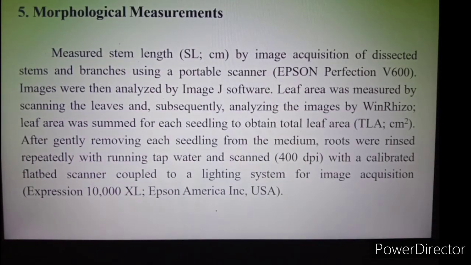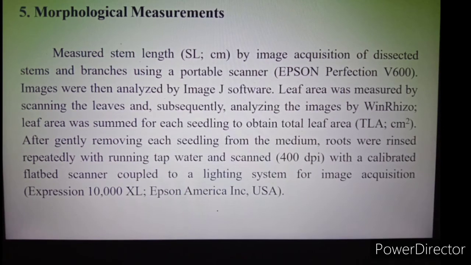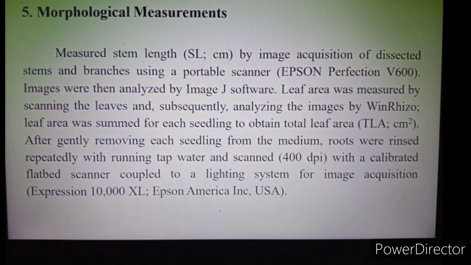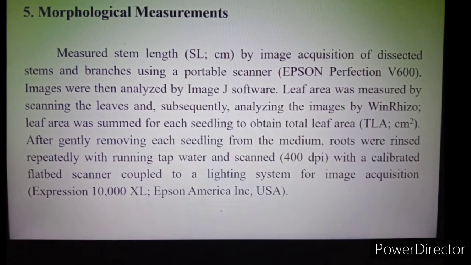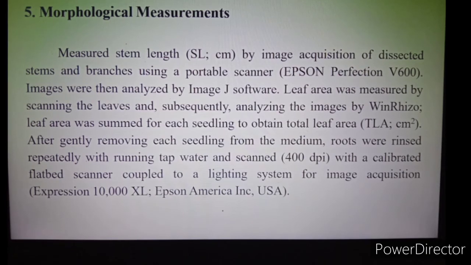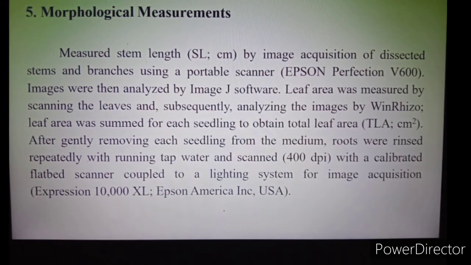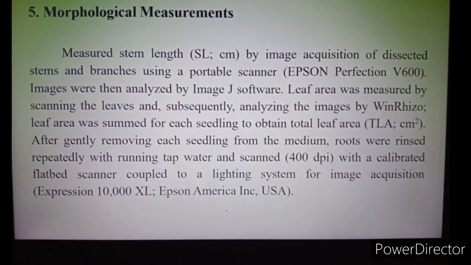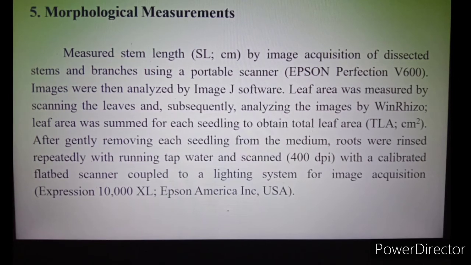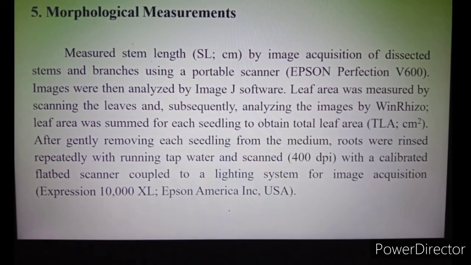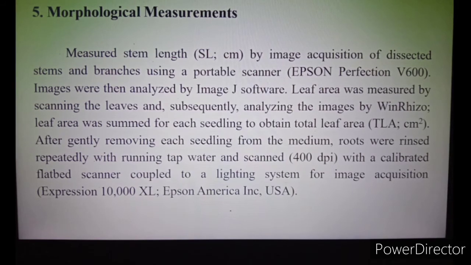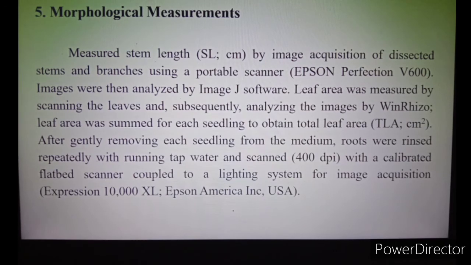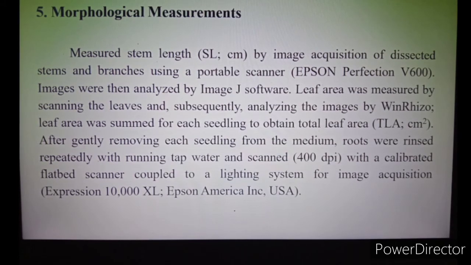Next is the morphological measurements. Stem length is measured in centimeters by image acquisition of dissected stems and branches using a portable scanner, Epson Perfection V600. Images were then analyzed by ImageJ software. Leaf area was measured by scanning the leaves and subsequently analyzing the image by WinRHIZO. Leaf area was summed for each seedling to obtain total leaf area in centimeters squared.